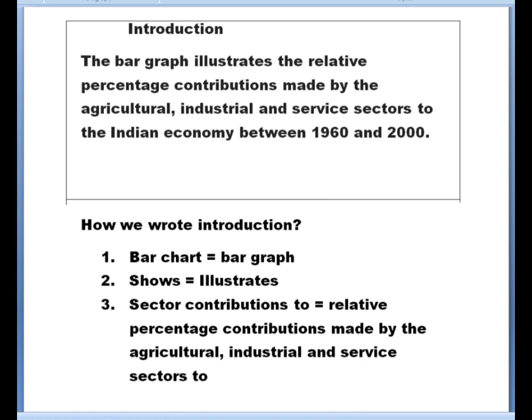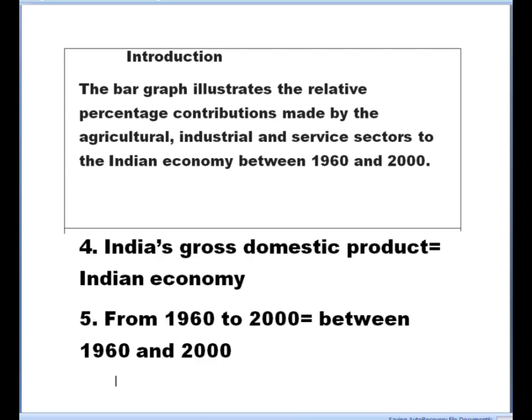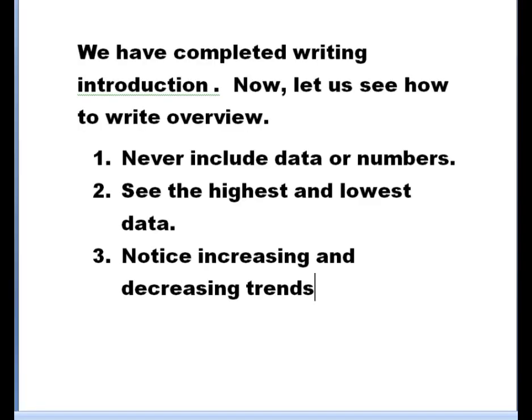In place of bar chart, I wrote bar graph. In place of shows, I wrote illustrates. I replaced sector contributions to with relative percentage contributions made by the agricultural, industrial, and service sectors too. Number 4: India's gross domestic product equals Indian economy, and I replaced from 1960 to 2000 with between 1960 and 2000. We have completed writing the introduction.